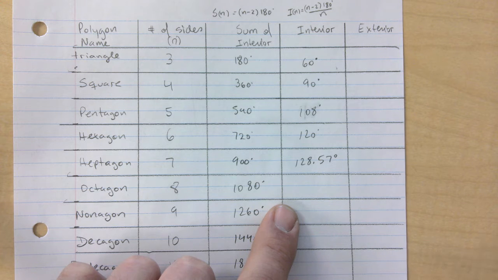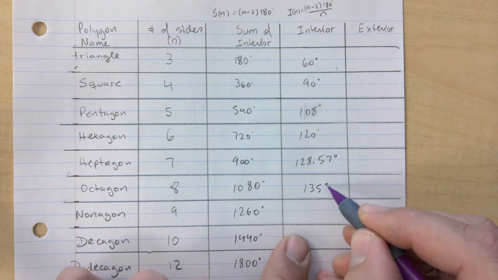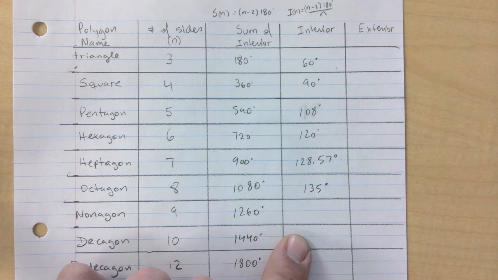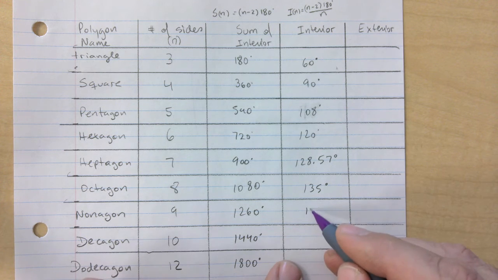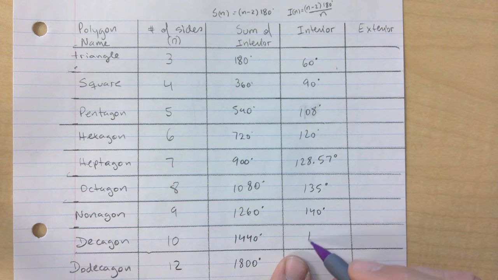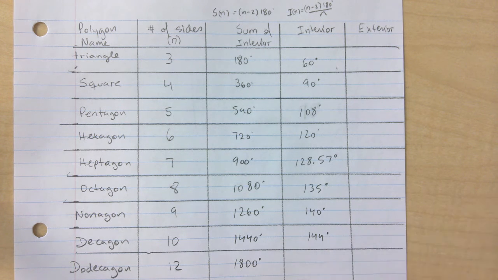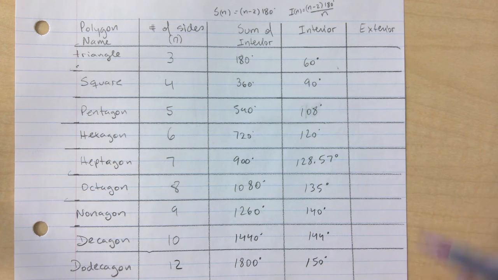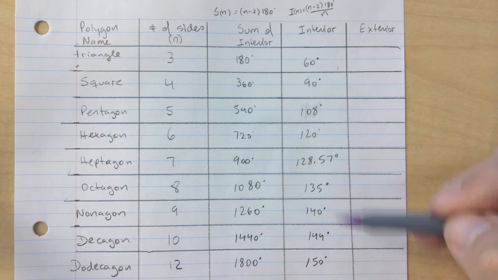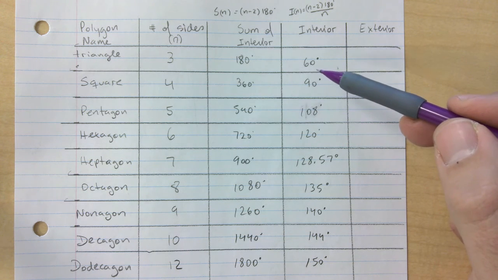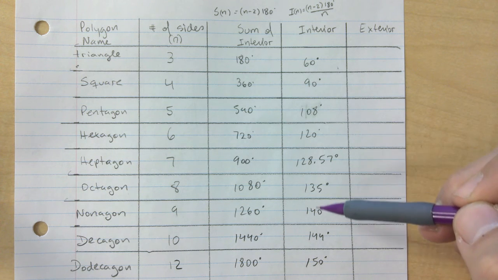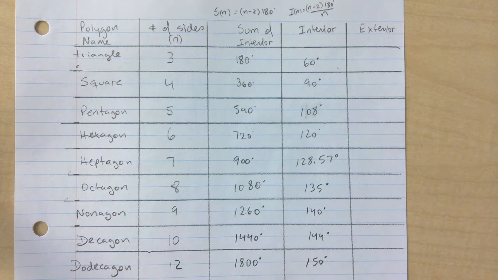And we've got 135, 140. This one is 144. And you've got 150 here. There's no real pattern if you see, right? Like, it's just what you do notice that the interior angle is getting larger and larger. You notice that? Because the more sides you have, the bigger the angle gets, okay?